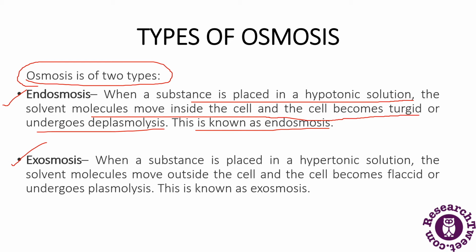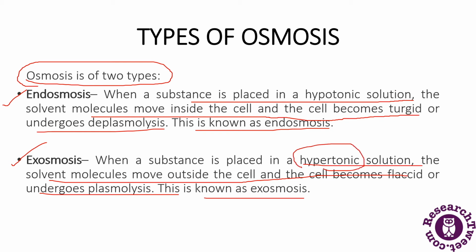And exoosmosis is when the substance is placed in a hypertonic solution, the solvent molecules move outside the cell and the cell will become flaccid or undergo plasmolysis. So this is known as exoosmosis. We have already discussed the hypertonic and the hypotonic solutions. So now we have discussed the two types of osmosis, that is endoosmosis and exoosmosis.